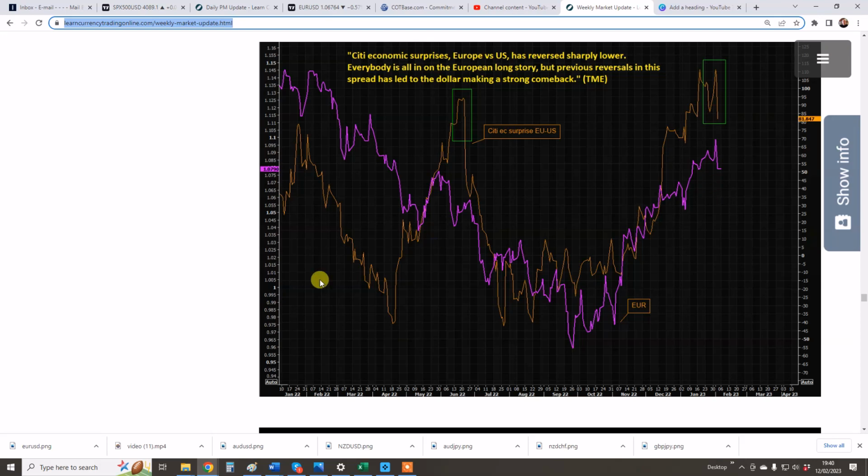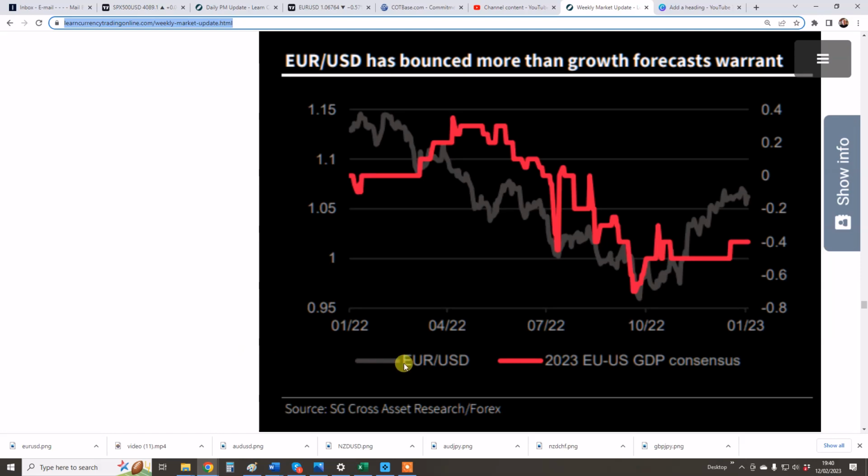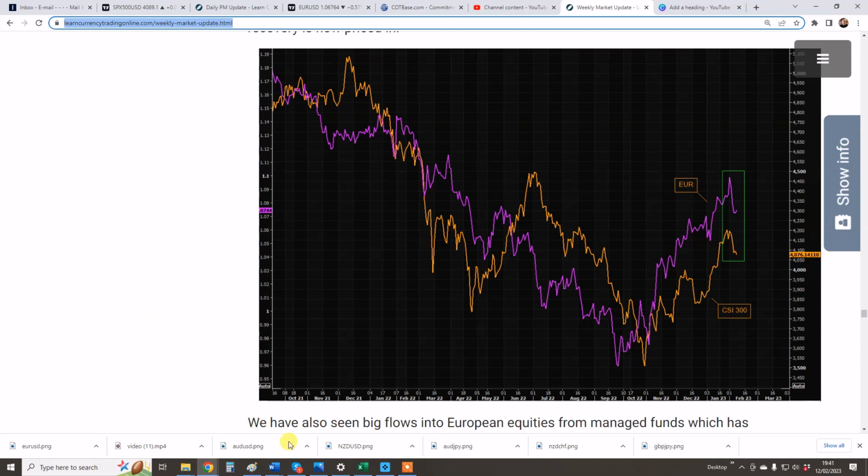This gap should narrow. Okay, now in terms of here, this chart makes the point the euro has bounced more than growth forecasts warrant. This is against consensus forecasts of GDP. Okay, now the EU, you can see the market looking for a little bit of a move to the upside against the US, but Euro USD, the gap is too wide against here. That should close. In terms of the China story, you can see Chinese equities bought in a big way on the recovery story. Now they're rolling over, so that's probably in the price.